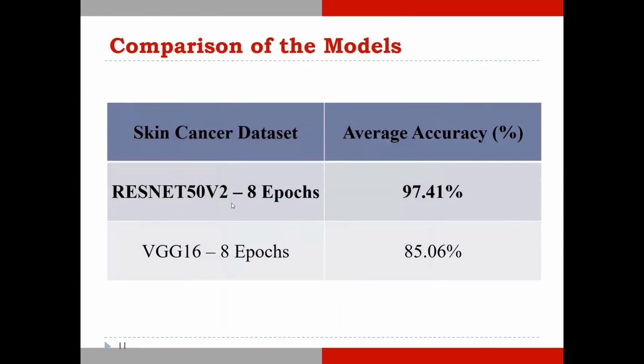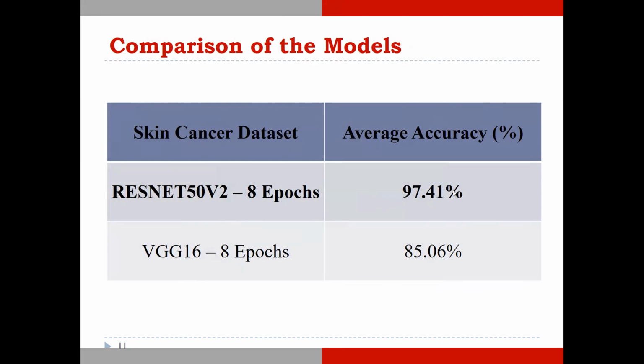And also we have tried the ResNet 50 V2 model. We have compared the ResNet 50 model with another transfer learning approach called the VGG16 model, with 8 epochs. And within 8 epochs, the average accuracy we got for ResNet 50 V2 is 97.